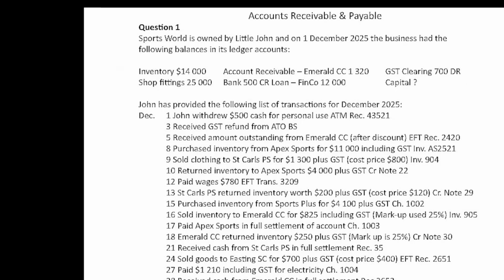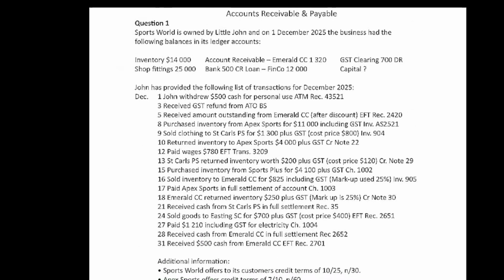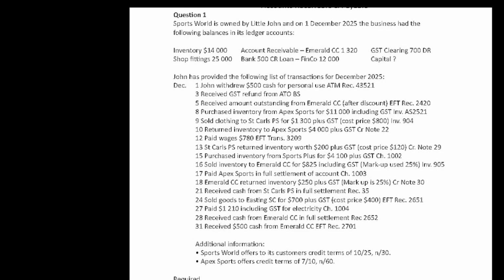Now you remember my method in approaching the question. What do you do? Read the requirements first. You skim through, you glance through the question and you read the requirement first. That's what I meant: the requirements, not the question.